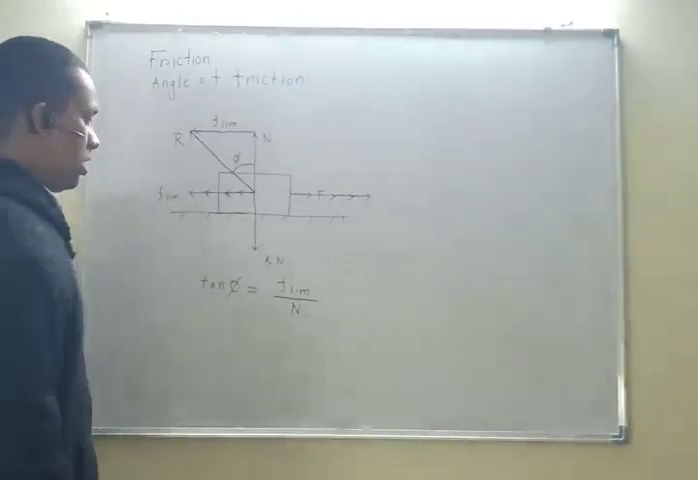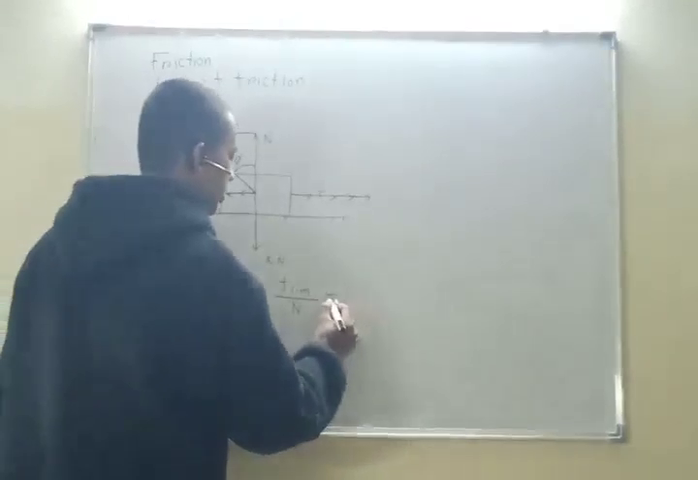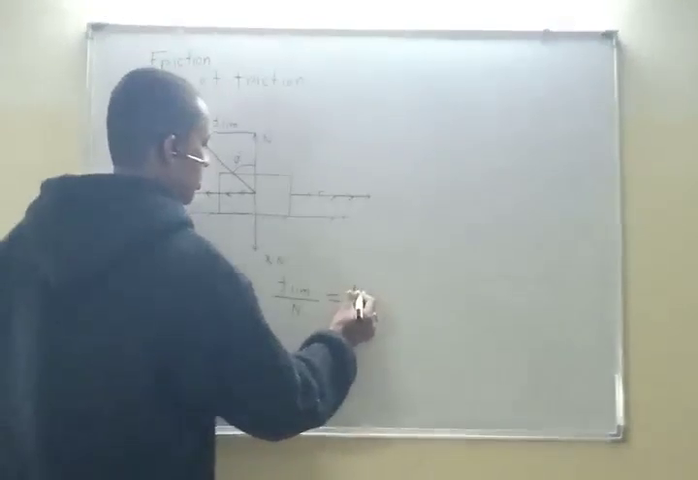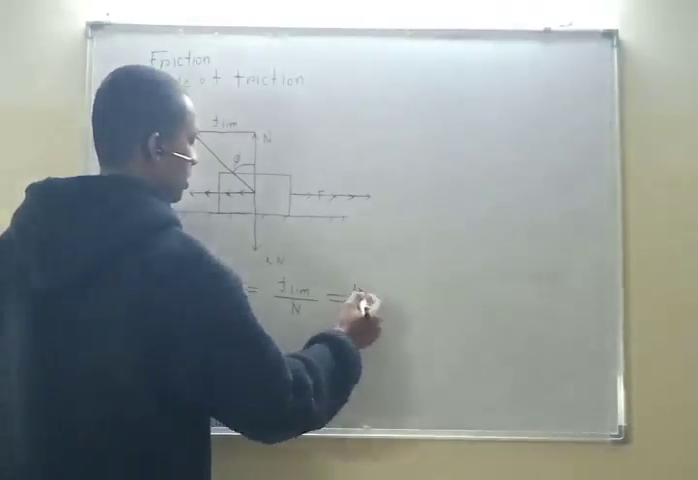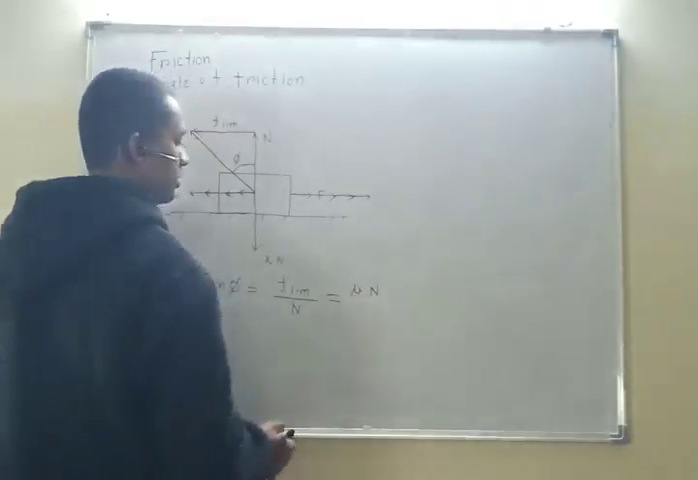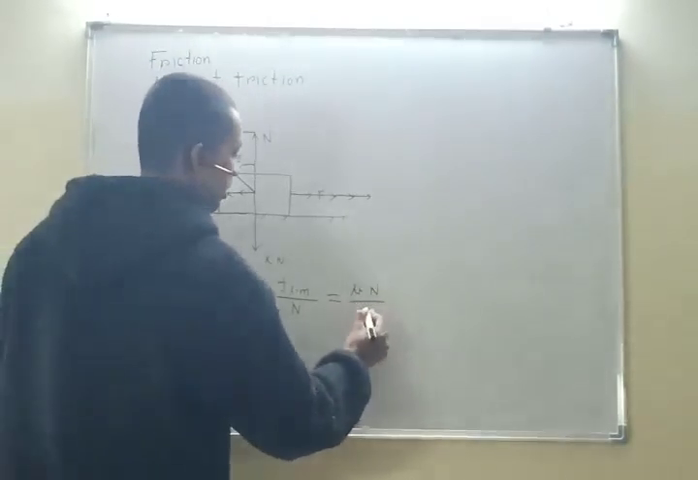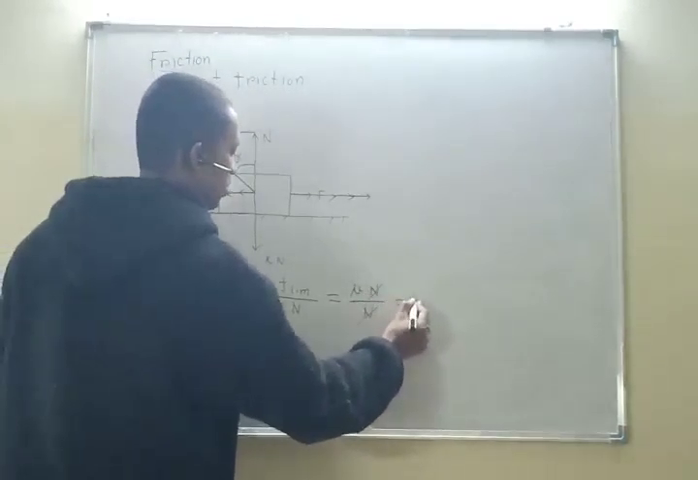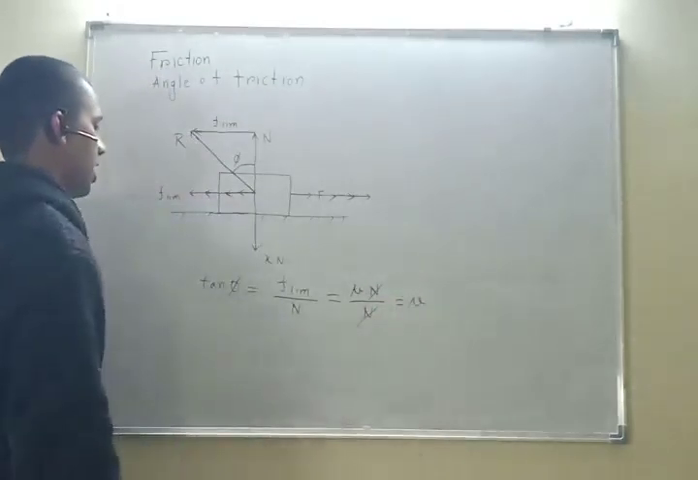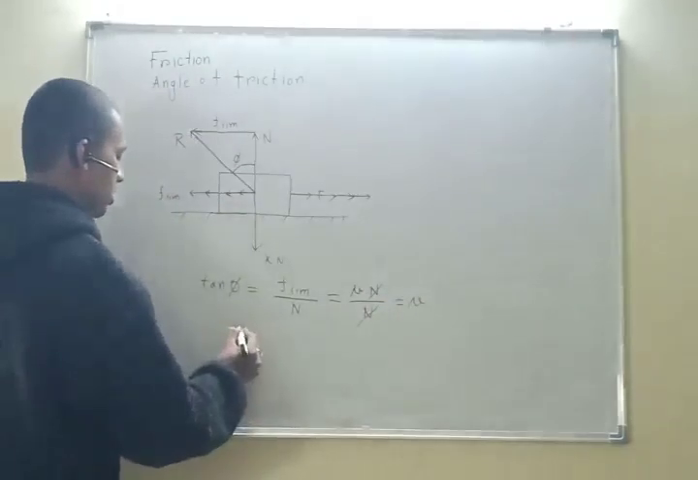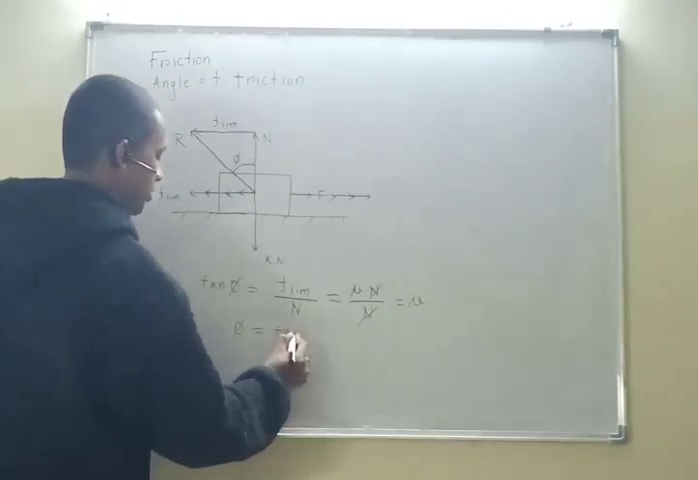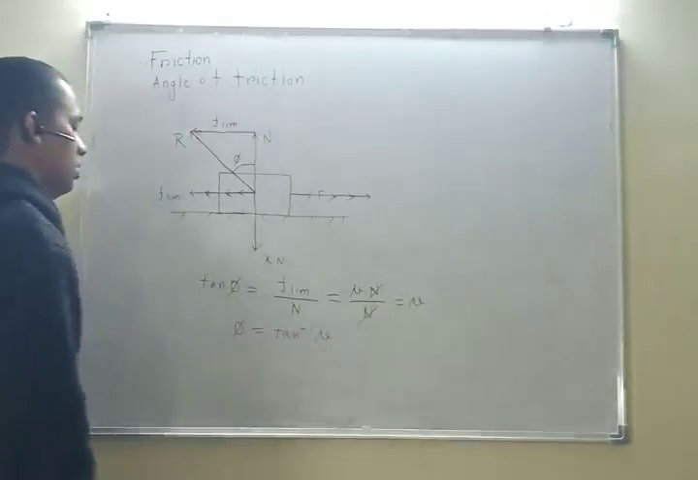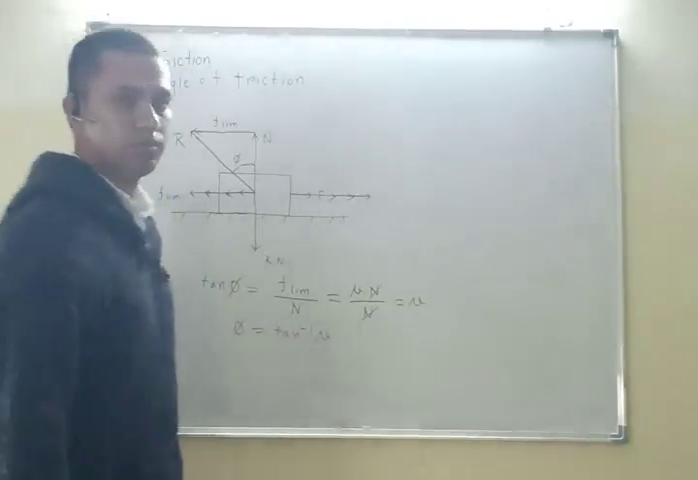Now what is the limiting friction value? We know that it is mu times normal reaction, the coefficient of friction times normal reaction. And here it is normal reaction, so this and this are gone, leaving mu. So tan phi is mu, or phi is equal to tan inverse mu. So this is the angle of friction.